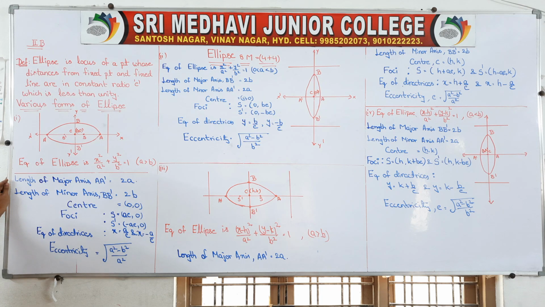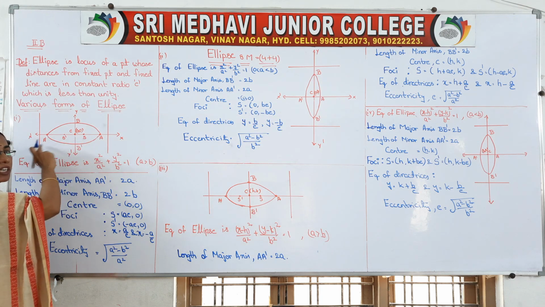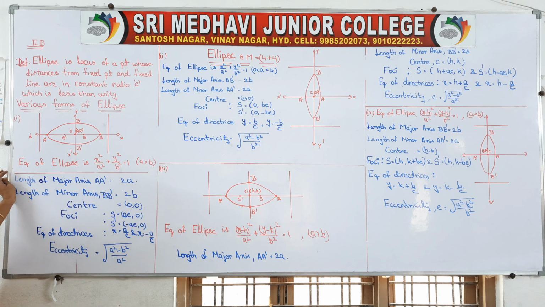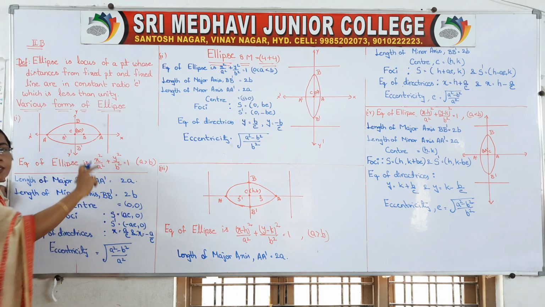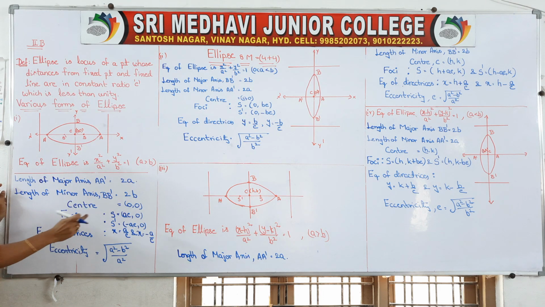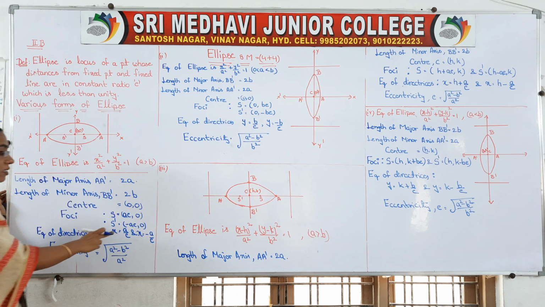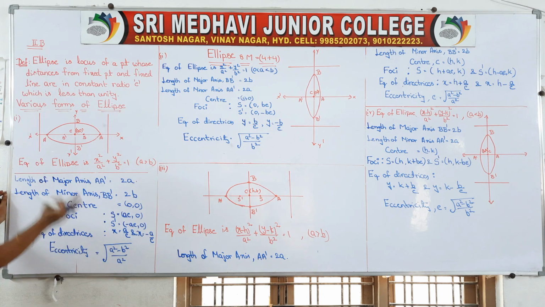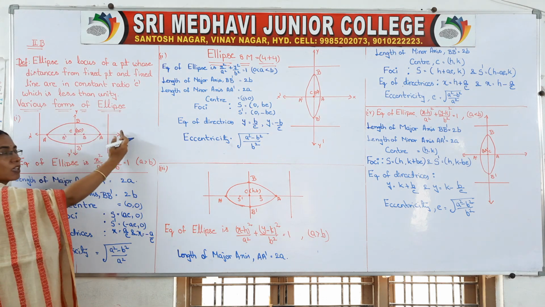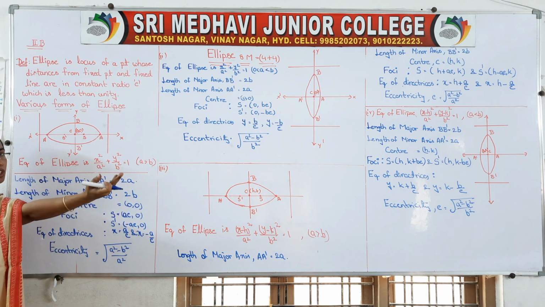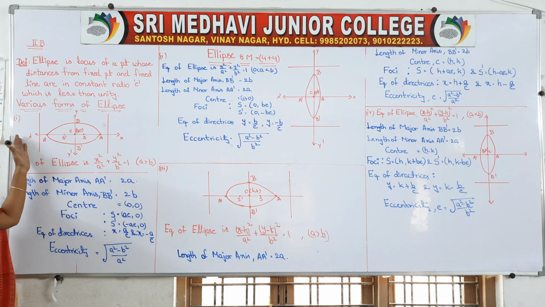Okay, so for ellipse we have two directrix equations. In parabola we have only one directrix equation, and in ellipse we have two. The first directrix equation, which lies on the right side of the y-axis, is x is equal to a by e, and the equation of the directrix which lies on the left side is x is equal to minus a by e. Definitely, if the line is on the right side, it will get a positive x value, and if it is on the left side of the y-axis, it will get a negative x value, isn't it?